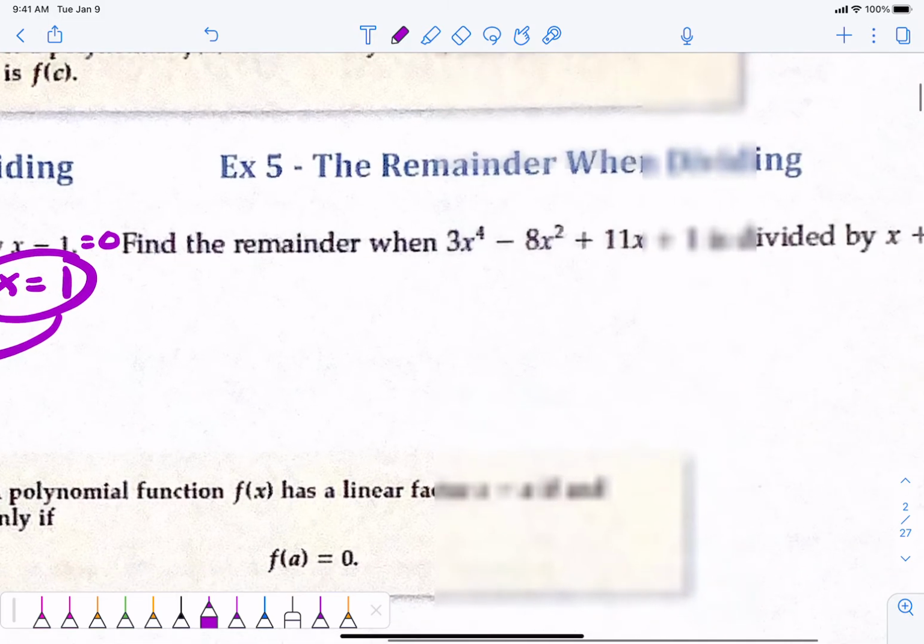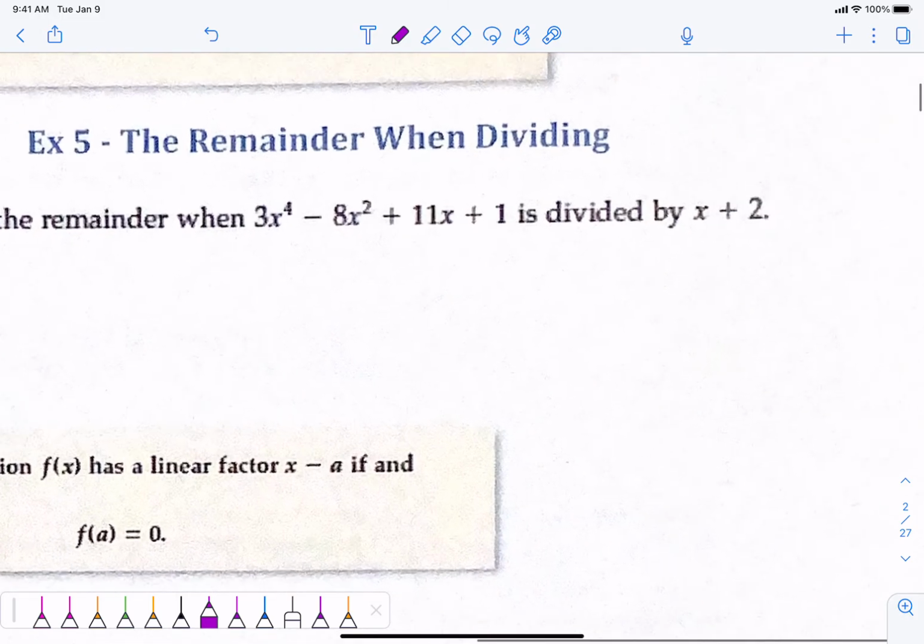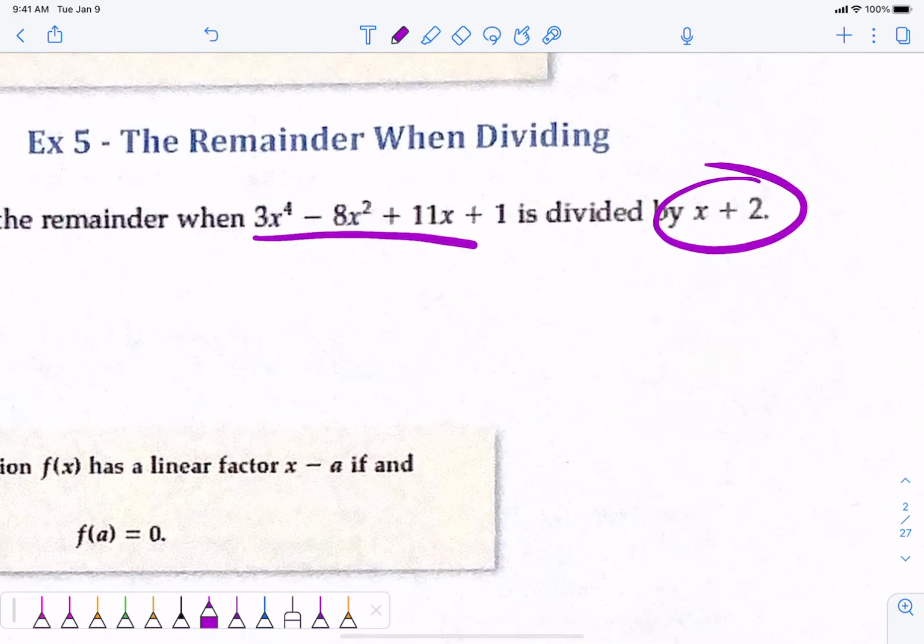Let's look at this one, okay? Find the remainder when we're taking this guy and dividing by x plus 2. So x equals negative 2. We're going to take that negative 2 and plug it in here.